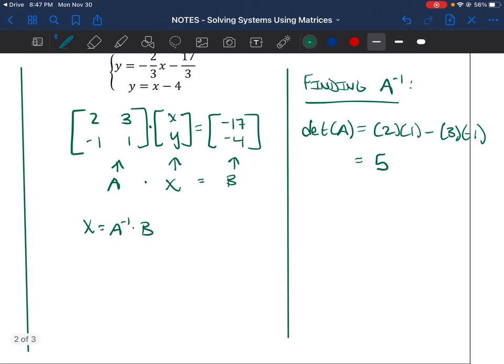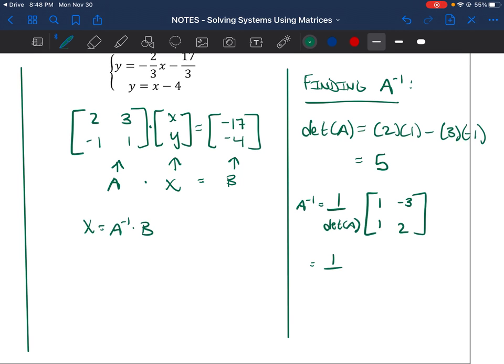So from the previous video, A inverse is going to be 1 divided by the determinant of A times the matrix where we switch the positions of the main diagonal. So we'll have 1, 2 instead of 2 and 1. And then for the numbers on the off diagonal, we're going to change the signs. We'll have a -3 and a +1. Okay, so we have 1, -3, 1, 2.